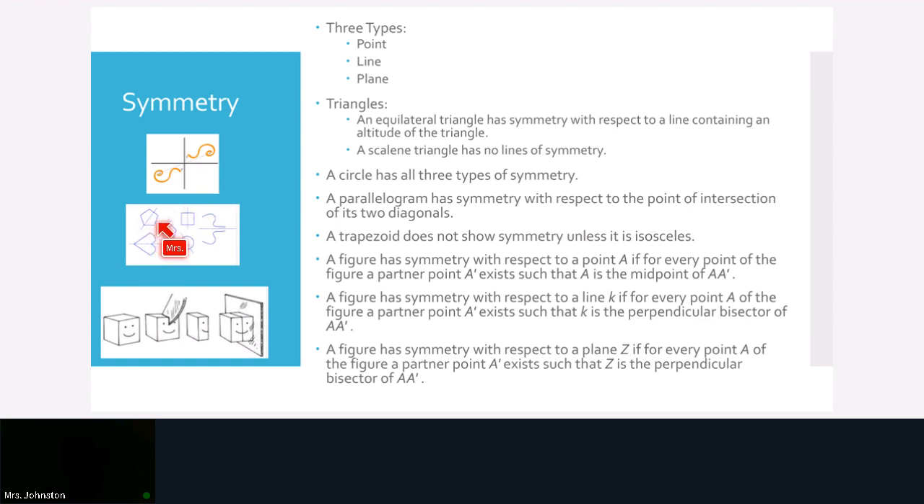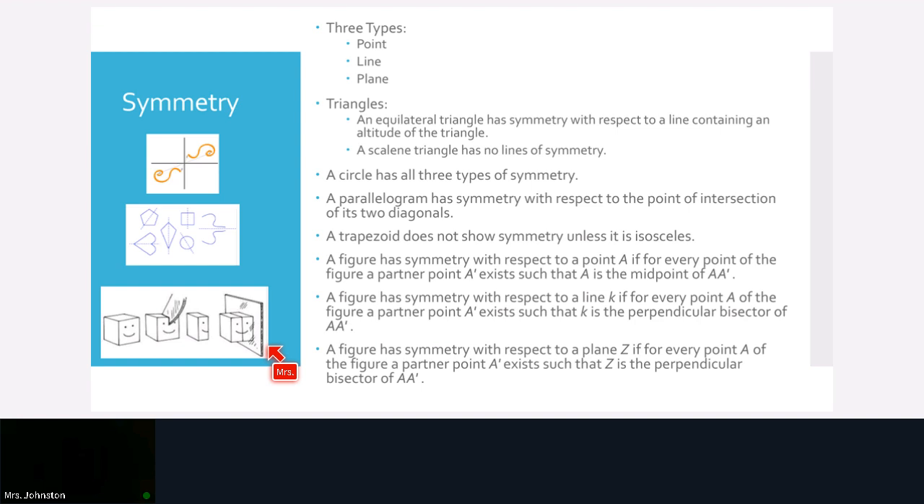Line symmetry, however, exists if a line passes through any figure and splits that figure in exactly two pieces that folded upon each other would match up exactly. Plane symmetry is when, imagine a piece of sheet metal or something coming through, slicing through something and slicing it exactly in half. Now this obviously is a three-dimensional figure that would be sliced by a plane.